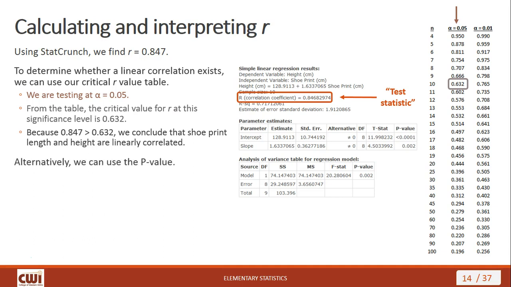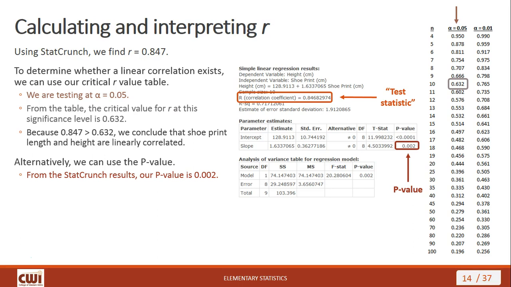Alternatively, we can use the p-value and compare it with our significance level. Notice the p-value we're going to use is here in our results window in StatCrunch, 0.002. You want to take the value right here from your parameter estimates table. It's this last value listed here. This is the p-value you want to use.